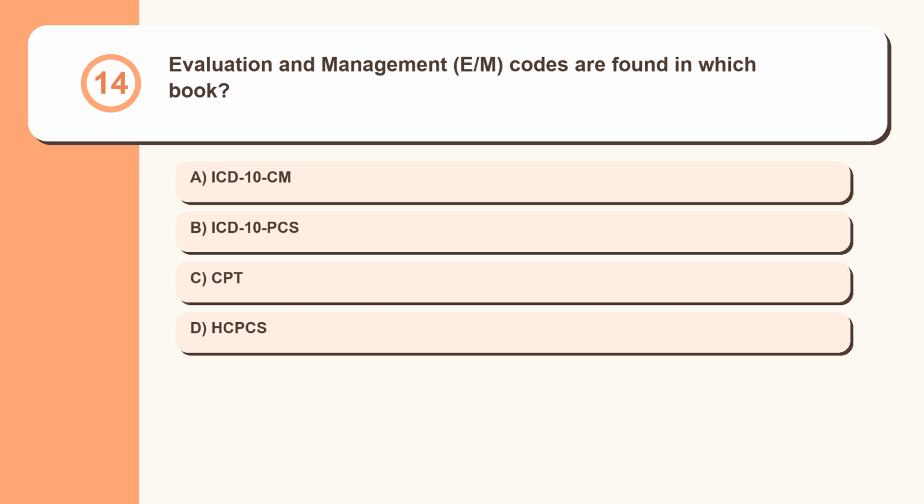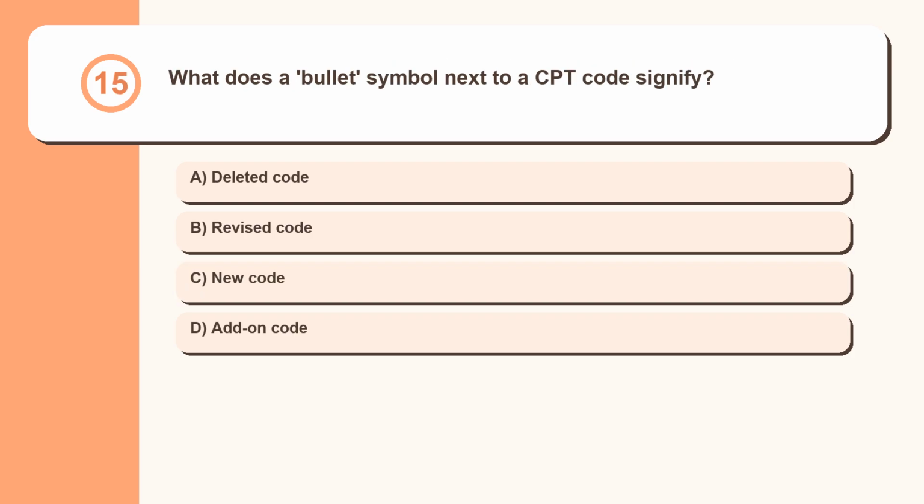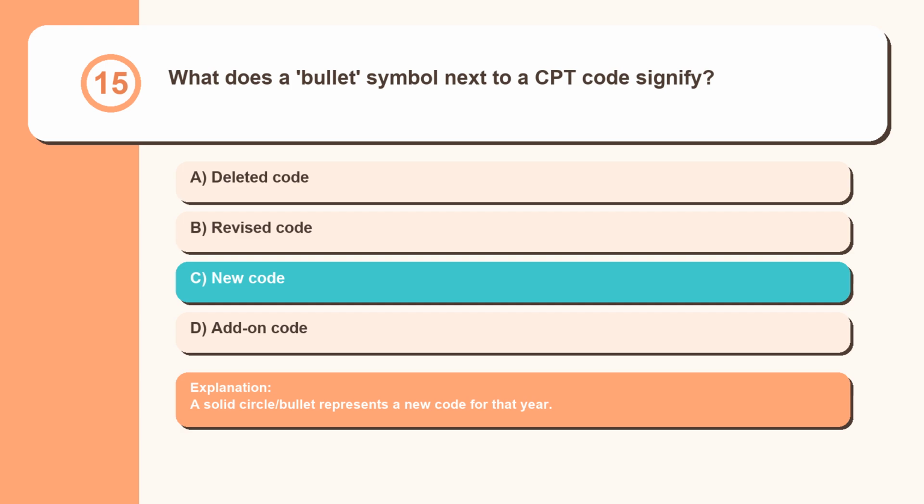Question 14. Evaluation and Management, E/M, codes are found in which book? ICD-10-CM, ICD-10-PCS, CPT, HCPCS. E/M codes, for example 99213, are part of the CPT manual. Question 15. What does a bullet symbol next to a CPT code signify? Deleted code, revised code, new code, add-on code. A solid circle, or bullet, represents a new code for that year.